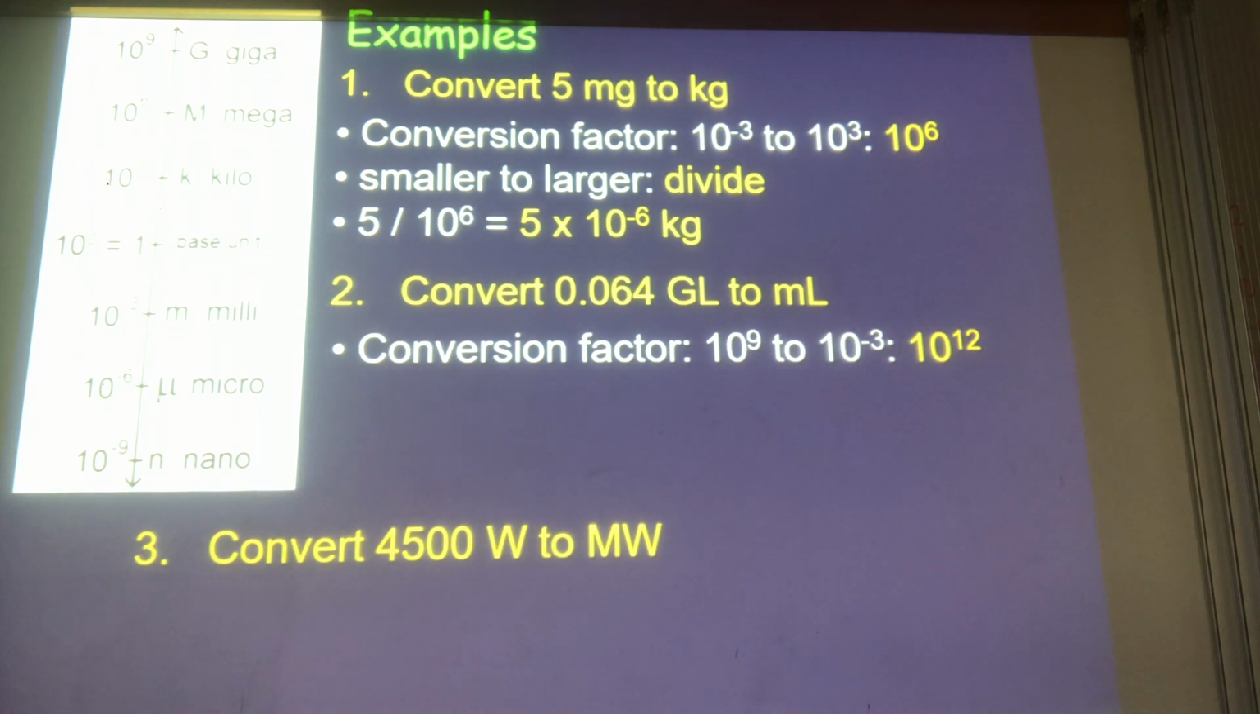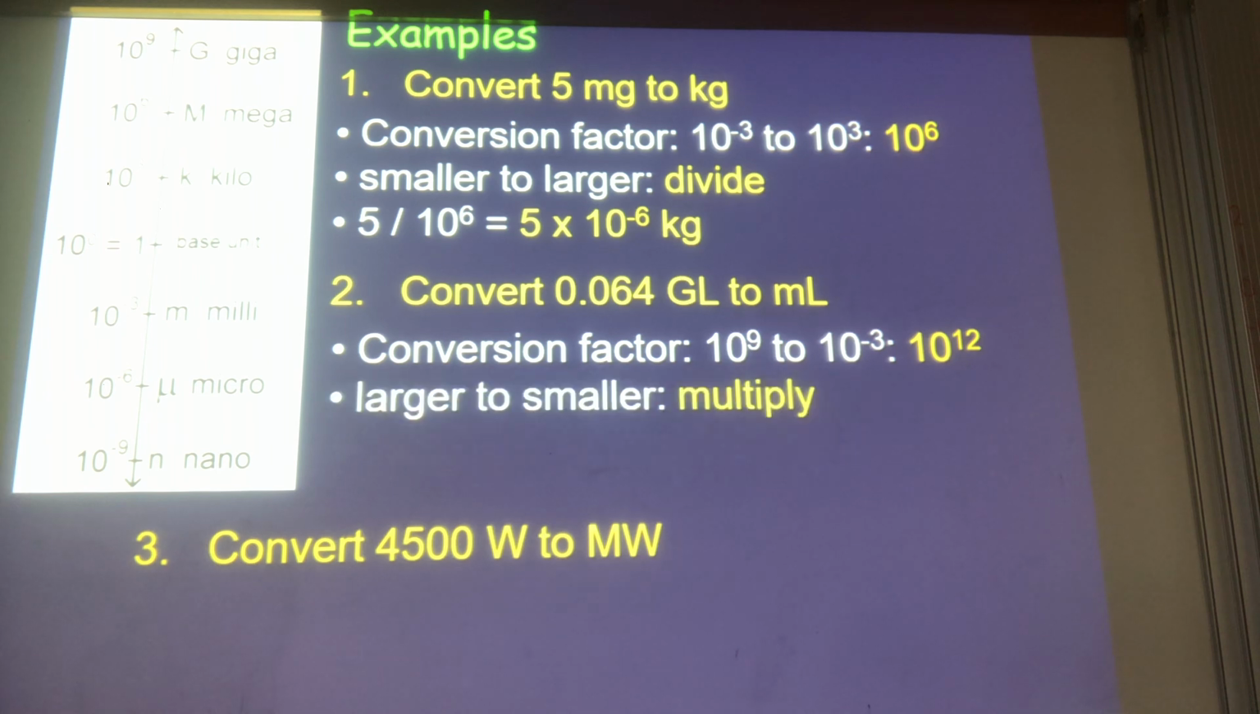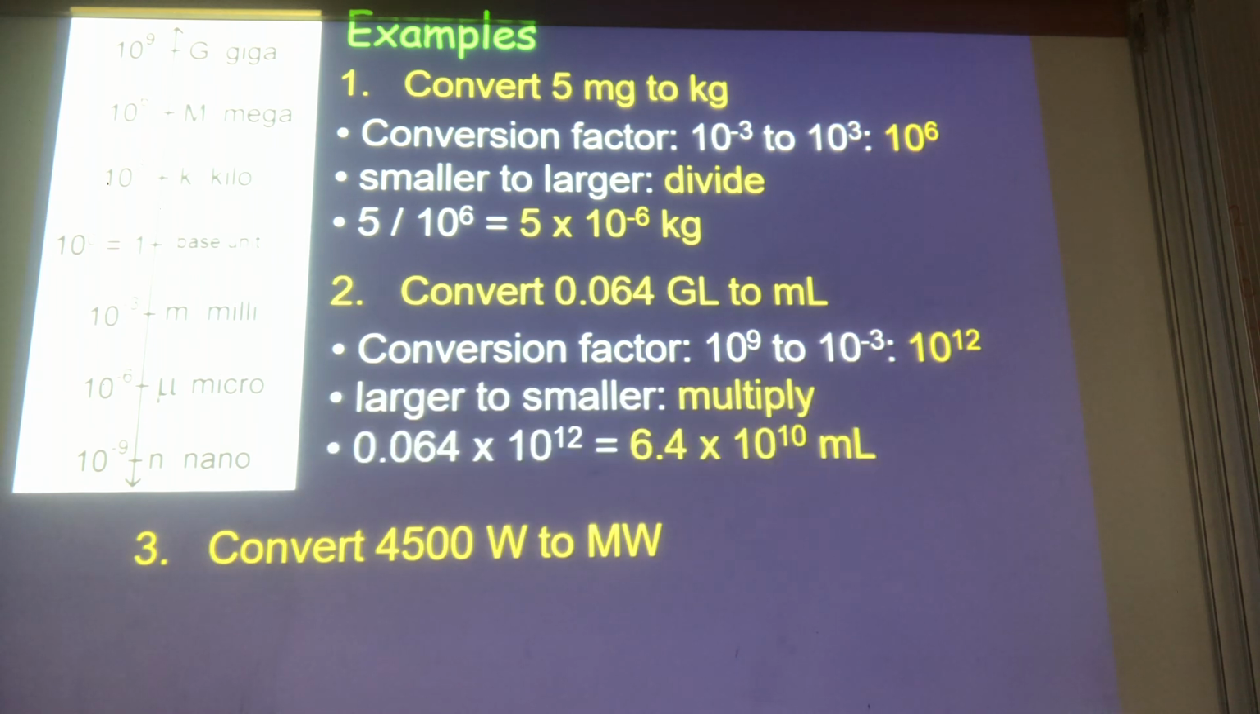This time we're going from a big unit to a very small unit. We're going to have a huge number of millilitres, so we are going to multiply. So 0.64 times 10 to the power of 12. Do it on your calculator, or you can do this one in your head really, and express it in correct scientific notation.